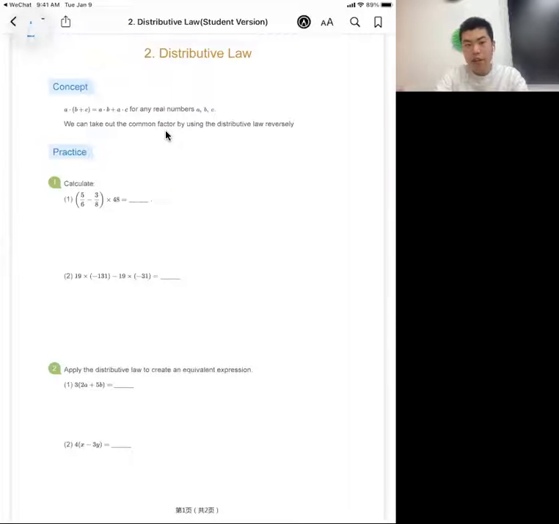So the concept here is easy, right? We basically just have one definition for the distributive law. That is saying that if we have a multiplied by the parentheses b plus c, then the result will be a times b plus a times c. So to write it out, we have a multiplied by b plus c, and then we have to distribute this a inside the parentheses. So we first do a times b, and then we add a times c.